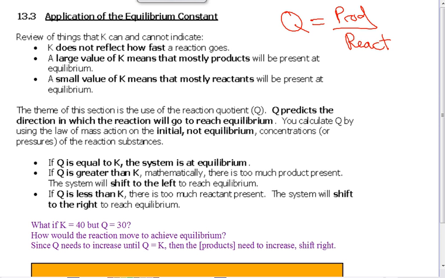Division. So what they're doing is they're still doing products over reactants, but they're just saying it's not at equilibrium. It's not there. We're calculating a value to show that we're not there, and then we compare that value to K and see how far away.